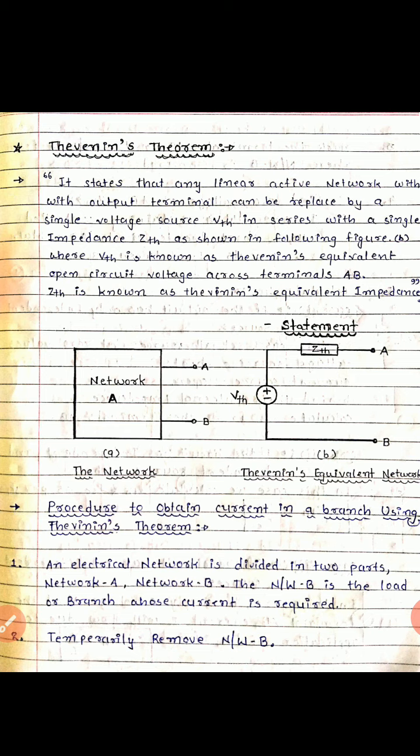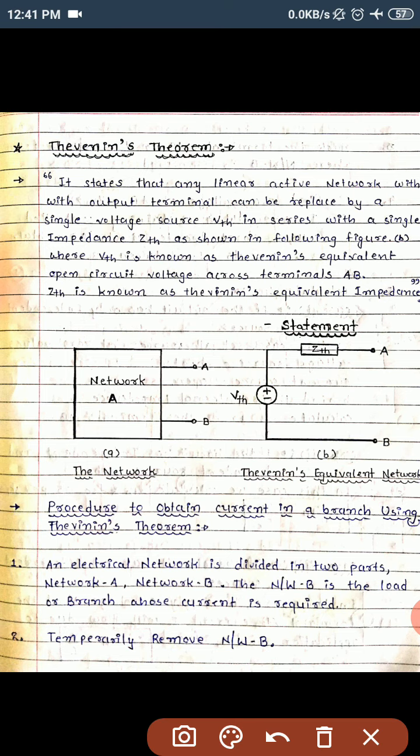So friends, first of all, we understood the statement of what Thevenin actually says in his theorem: that any linear active network with output terminal can be replaced by a single voltage source in series with a single impedance ZTH. In figure A, we clearly see that network A is given over here, and across network A, two terminals come out.